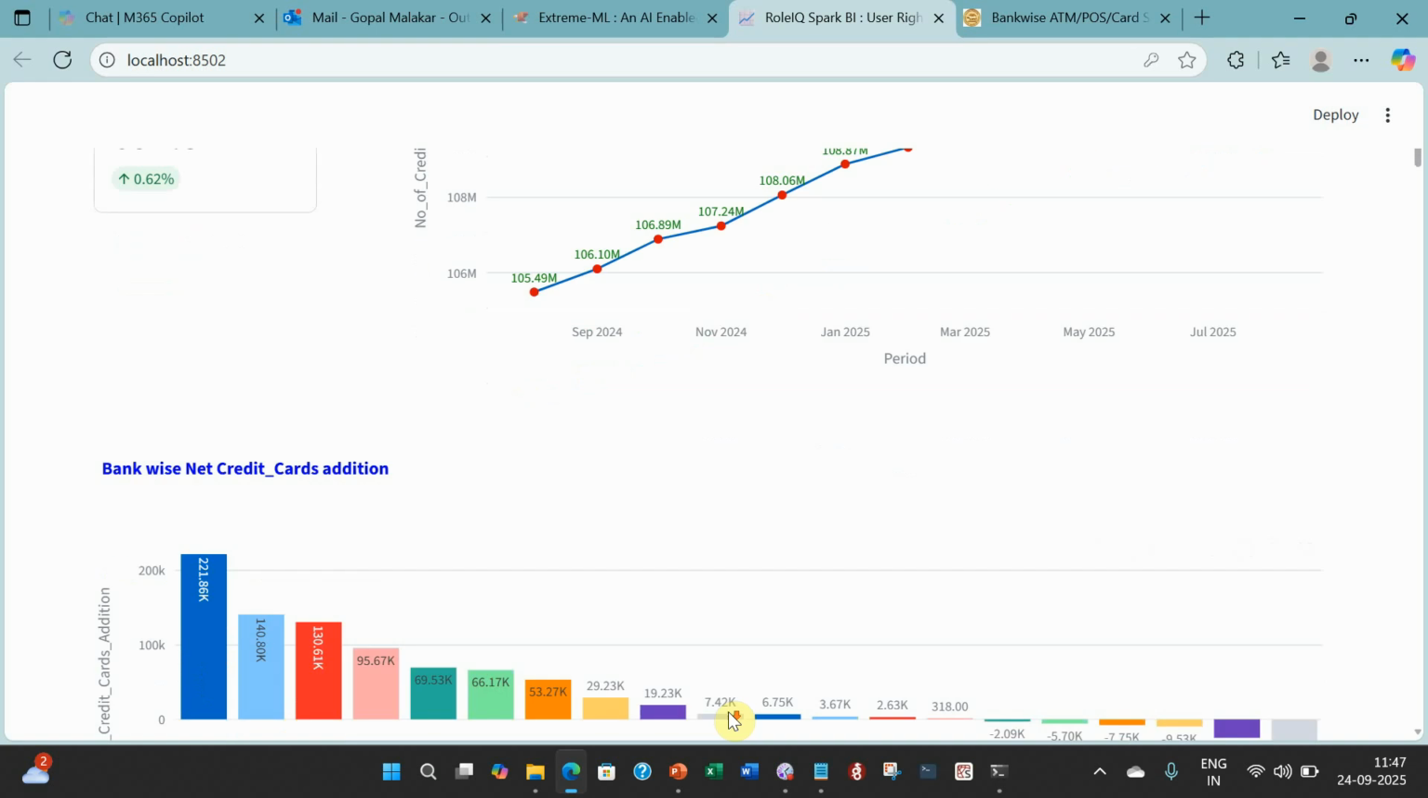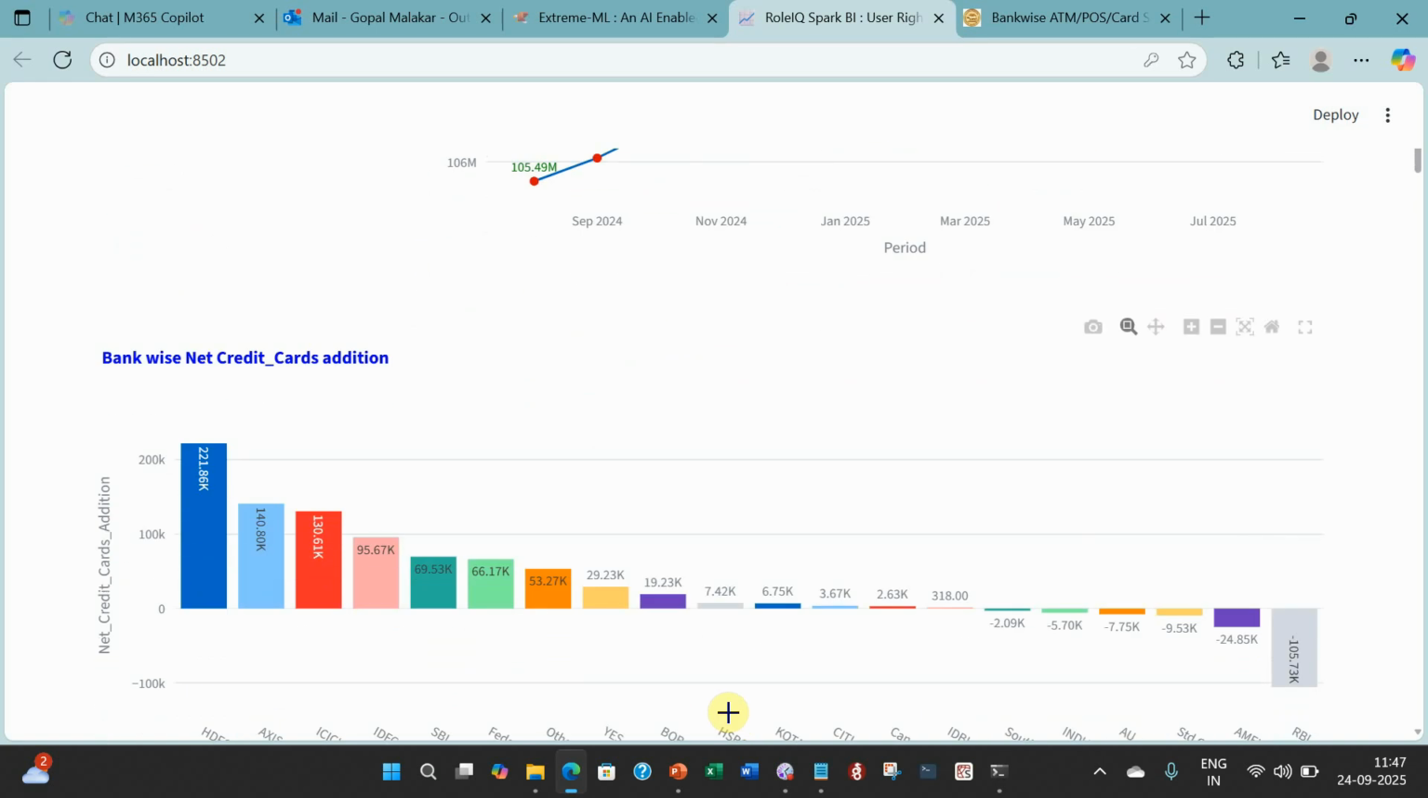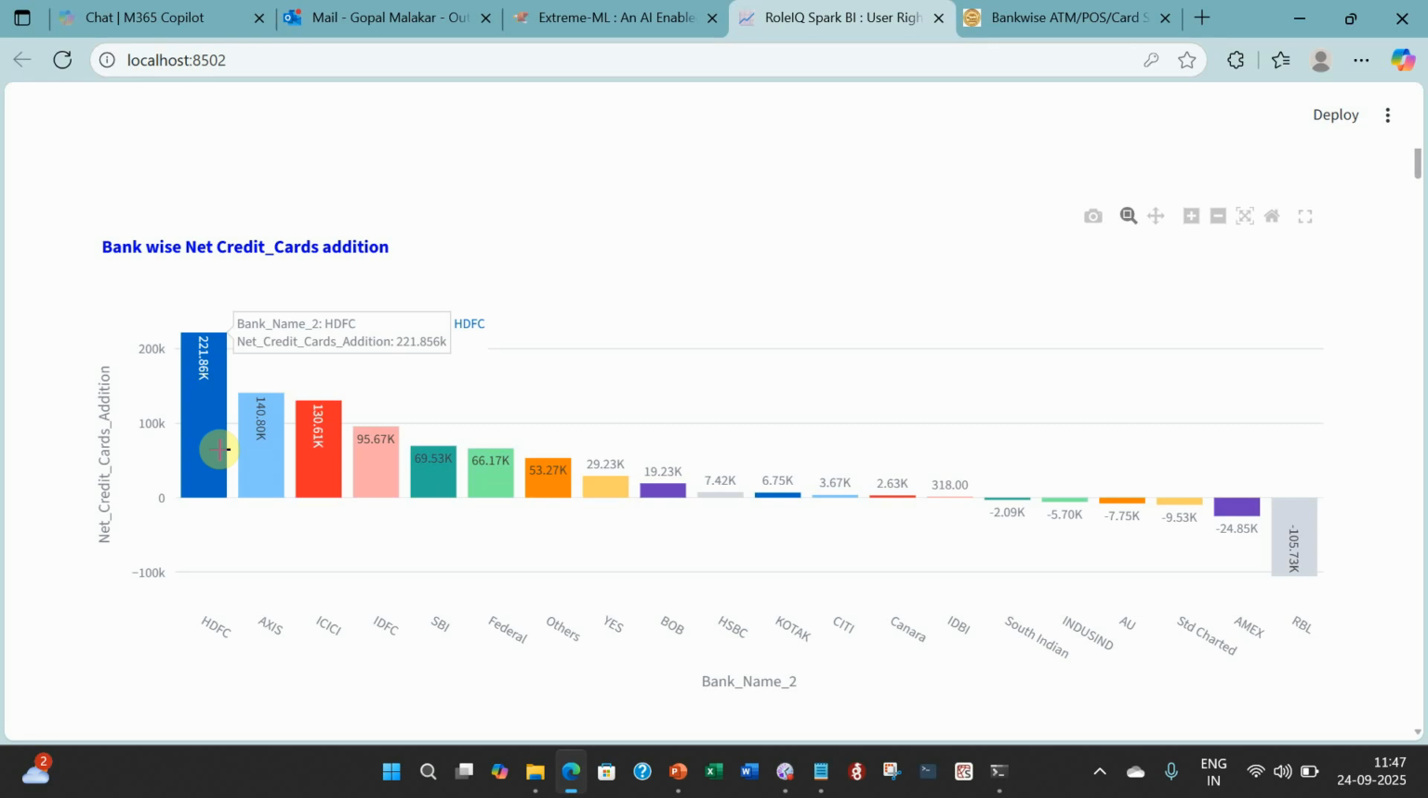Now let's look at bank-wise. Which bank has added how much? The maximum addition has been done by HDFC, which is usually the case. They have added 221,000, so 2,21,000, followed by Axis, followed by ICICI, followed by IDFC, and then comes SBI. SBI is actually coming fifth, almost from 3 or 4 times. And look at Federal. Even Federal has added about as much as SBI, so Federal is growing very fast. And the biggest loser is actually RBL. I'll be providing all these things in a PDF file so that you can see them very well. So that's all about absolute value.